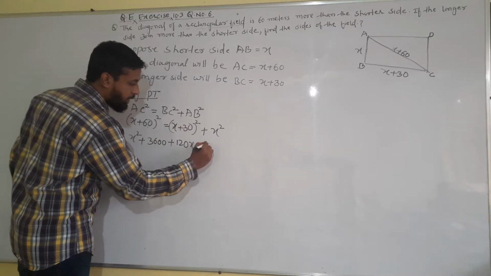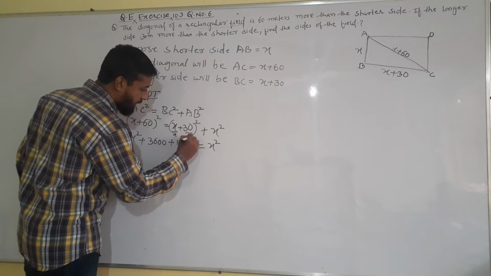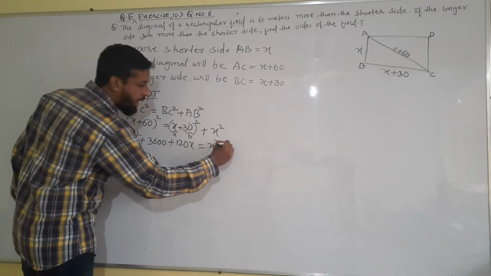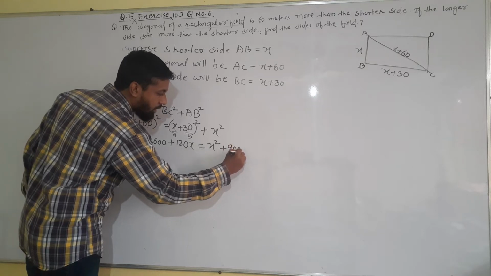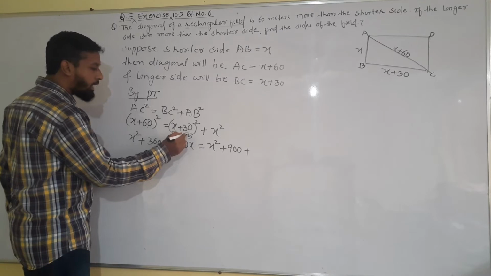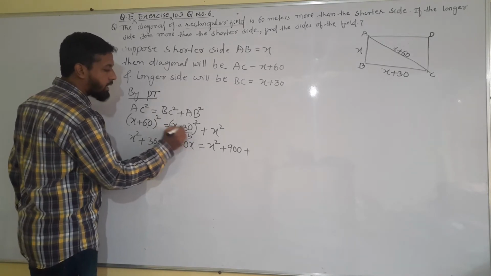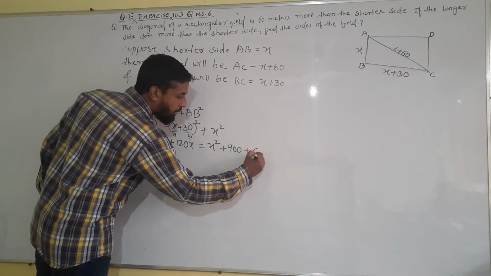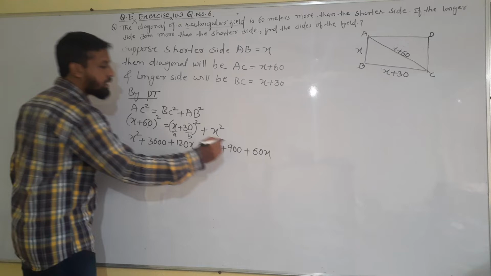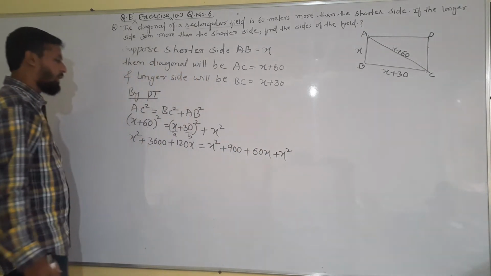Now apply a plus b whole square to this bracket also. A square means x square. This is a and this is b. Then b square means 30 square. 30 square is 900 plus 2ab. 2 into x into 30. 2 into 30 is 60 into x. It will be 60x plus x square as it is.